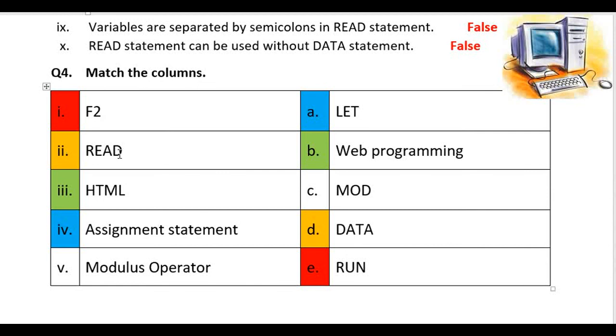Second, read is related to data. They are both used in the same program. HTML, web programming, is related to B. Assignment operator is related to the let statement. Whenever we are using the let statement, we assign values to a variable. Fifth, modulus operator is related to the MOD operator, which gives you the remainder.